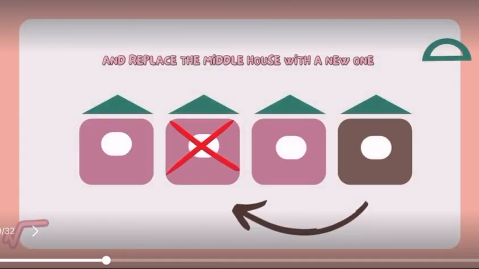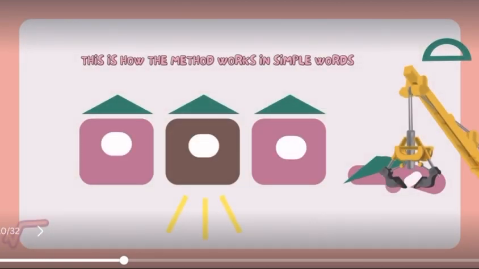After that, I decide to replace the middle pink house with the brown house. So we take it off. And now we have our brown house in the middle between the two pink houses, and we now don't have the pink house that was in the middle before. So basically that is how this method works in simple words, and I guess it was kind of understandable for you.